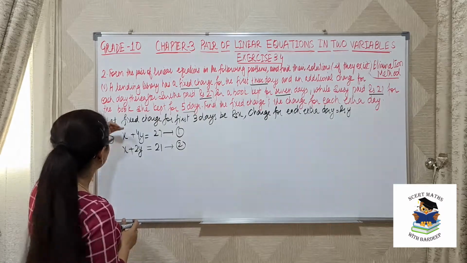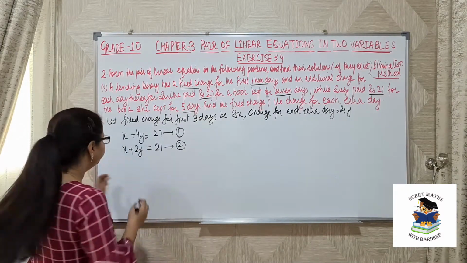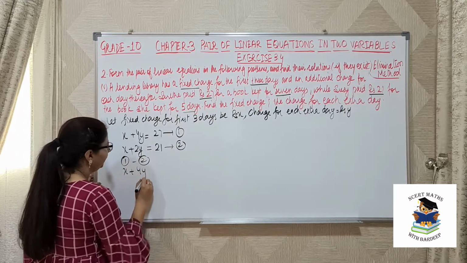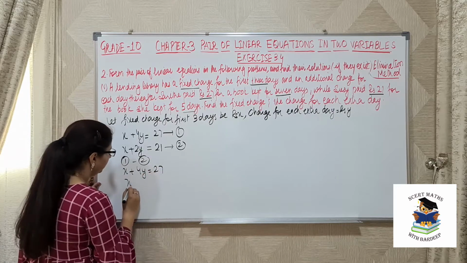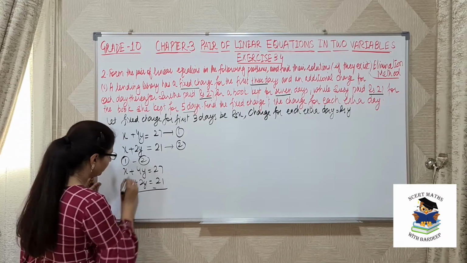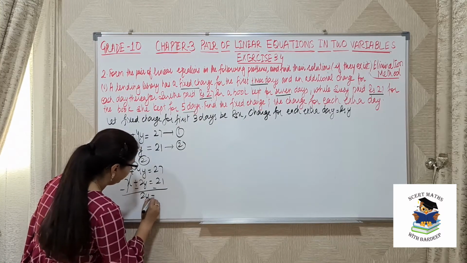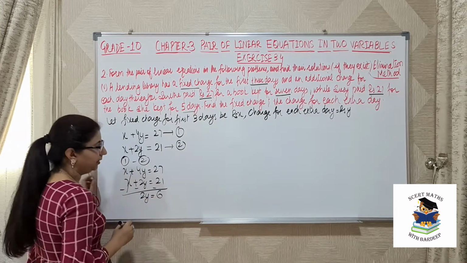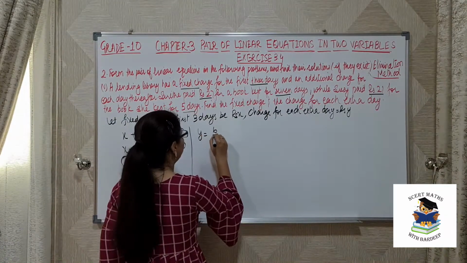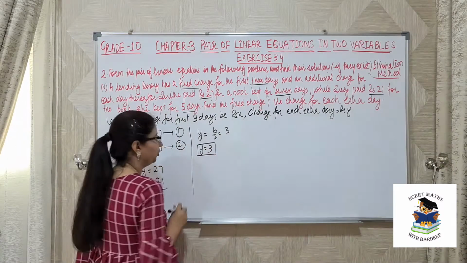So let's solve it. Again, x is the same in both equations, so directly subtract them. 1 minus 2: x plus 4y equals 27, x plus 2y equals 21. Minus, minus, minus. These are cancelled. 4y minus 2y is 2y. 27 minus 21 is 6. So what is the value of y? This is 6 by 2, that is 3. So y's value is 3.